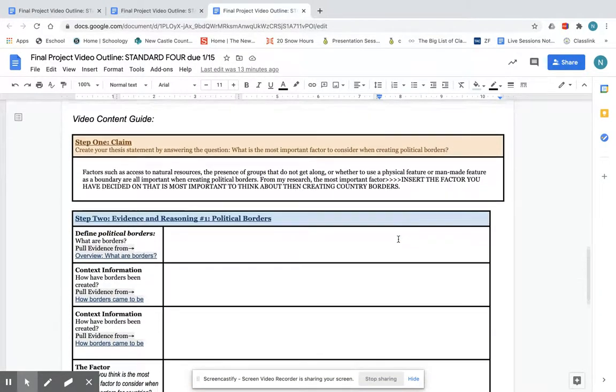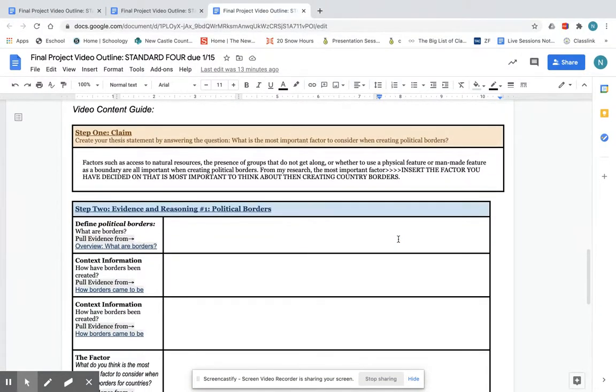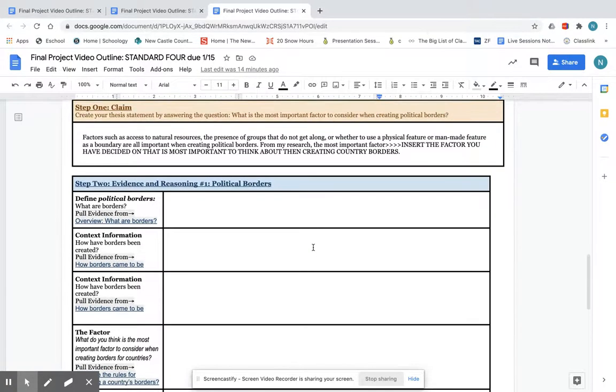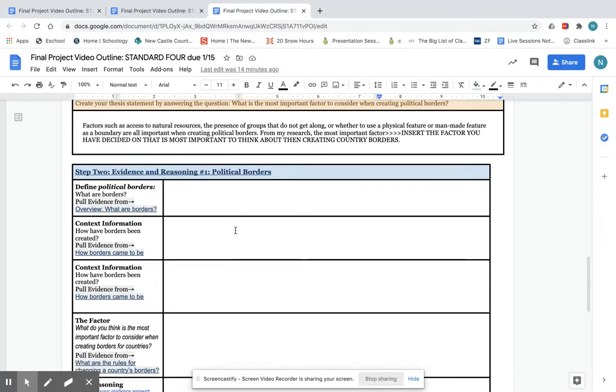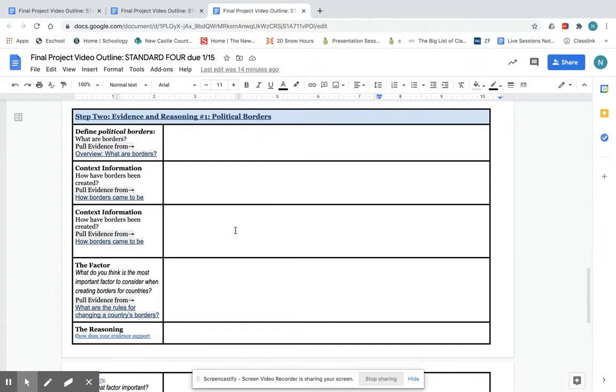In addition, you have your video content guide, which goes through the same questions that you will find in the written response because the content is the same. It's just your product will be different. So here it gives you the steps to establish your claim. We have stem sentences here on the guide. And then in addition to that, for your content of your information in the video, here are questions, and this is the space for you to answer them.